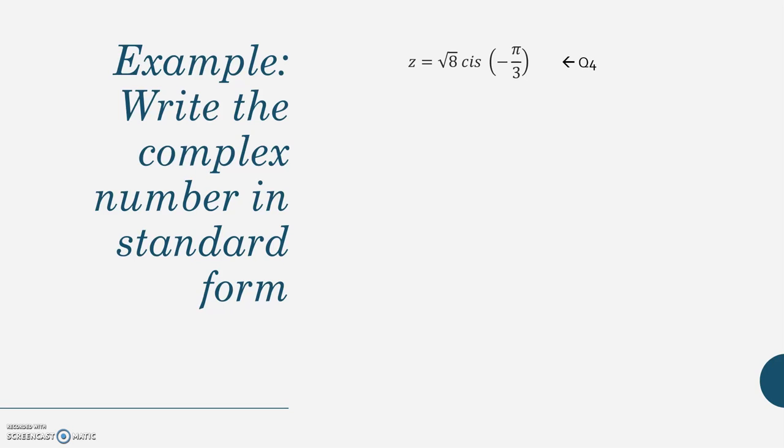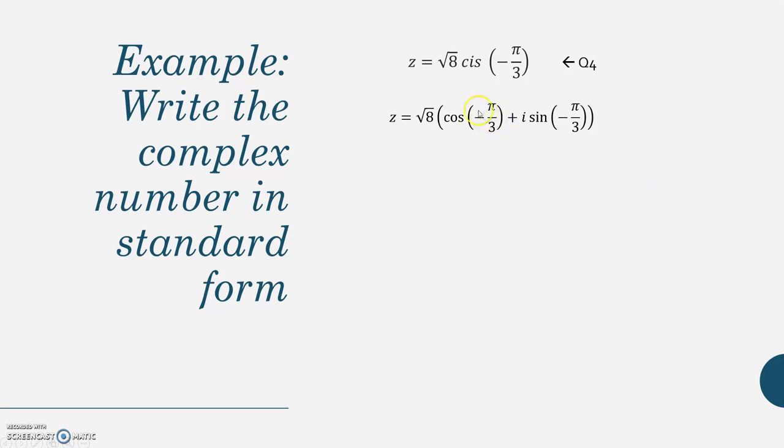Keep in mind that negative pi over 3 is in quadrant 4. And that's important when you're identifying a and b to make sure that you're in the right quadrant. So we're just going to expand it with the idea of what the cis stands for. So remember, the c is cosine, and then we have our i, and then we have our sine. And this is the same exact theta for both of them.